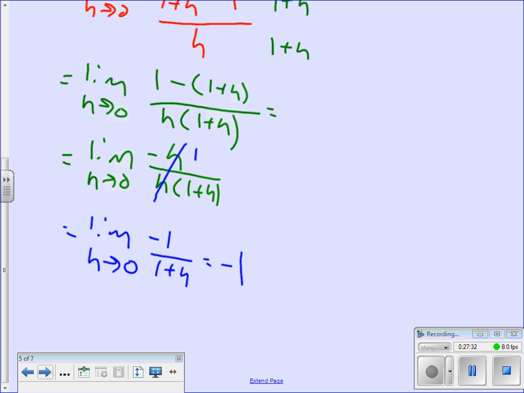I can now, even though I have h in my denominator, let that h be 0. I couldn't before because I had 0 times 1 plus 0, which is still 0, and we're never allowed to have 0 in our denominators. But I can do it now, and I get negative 1. So the slope of my line is negative 1. This is the slope of the tangent line.